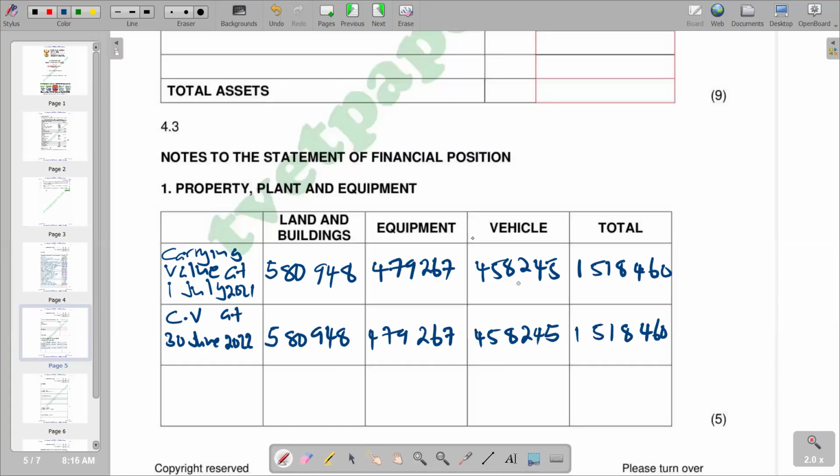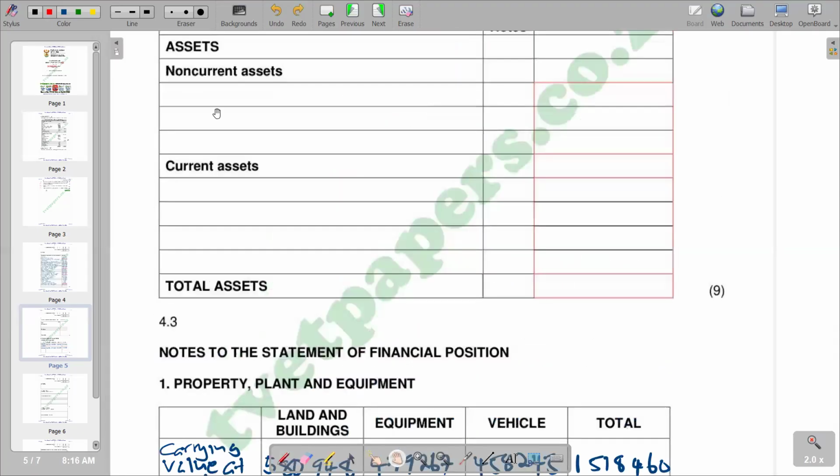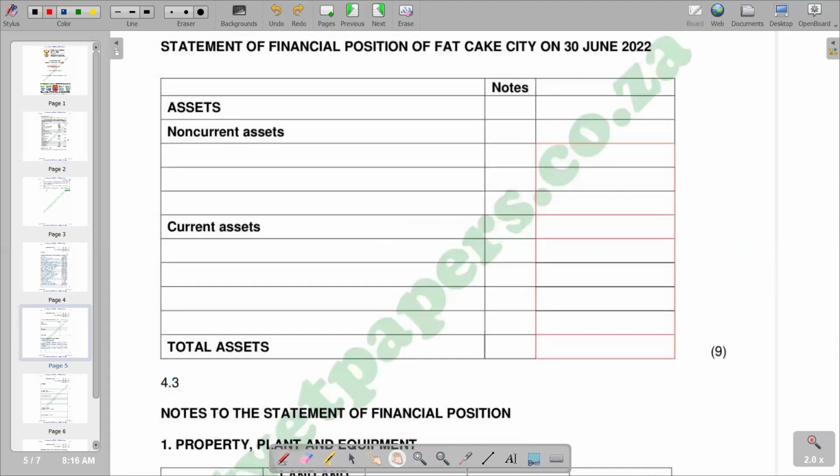We've got also equipment and vehicles. So the figure that is supposed to be transferred to the statement of financial position is the total that we have here, which is 1,518,460, the total carrying value of the non-current assets at the end. According to our statement of financial position, we also have a section for non-current assets where we are going to say property, plant, and equipment.